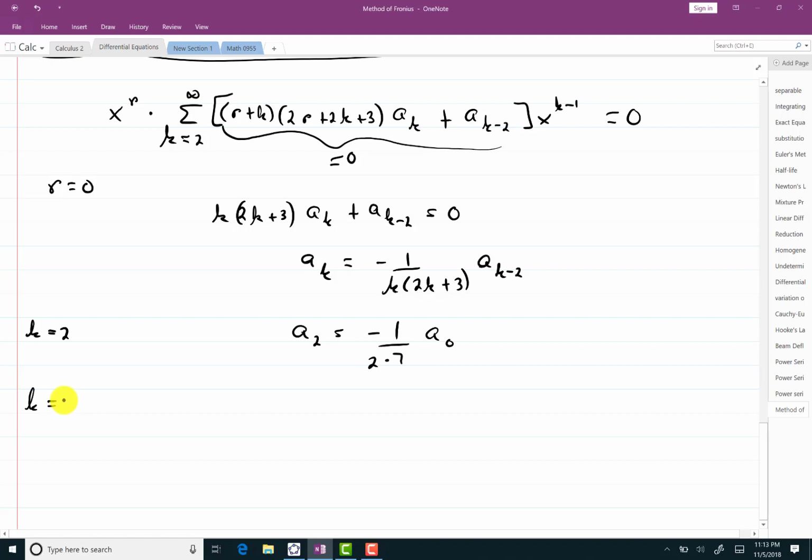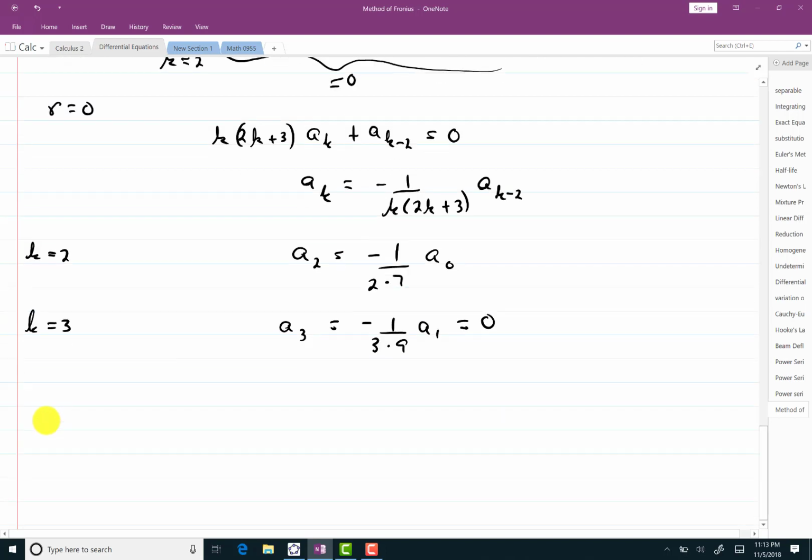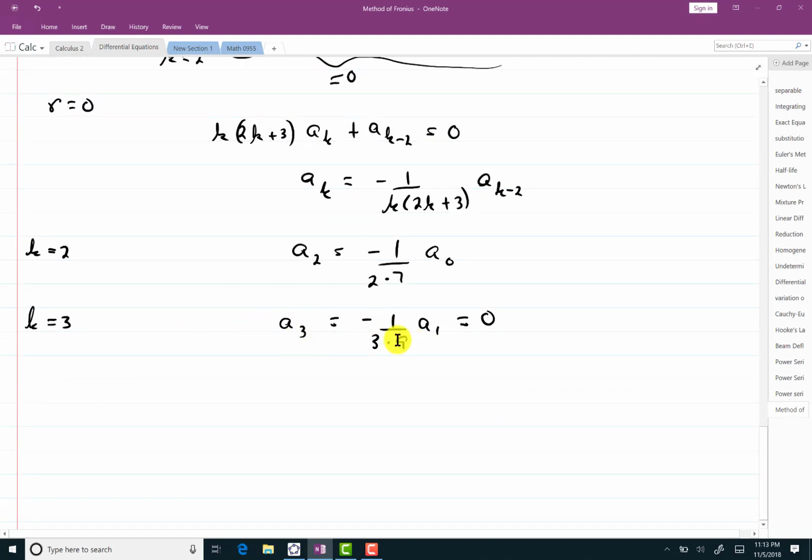Then when k equals 3, I'll get a sub 3 equals negative 1 all over 3 times 9 a sub 1, but a sub 1 is equal to 0. In fact, I hope you'll find out that all the odd ones will end up being 0, because my next one will be a sub 5 in terms of a sub 3, and that will be 0. So I'll get no odd ones at all.